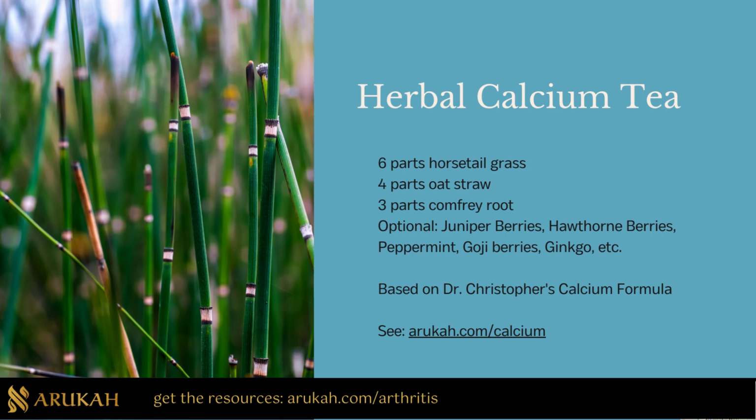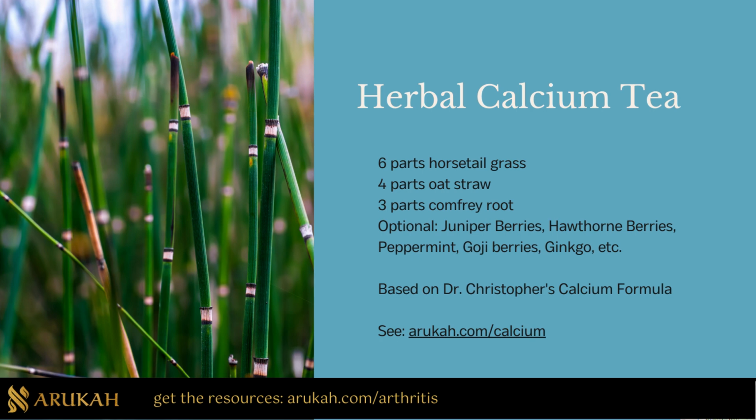He was a renowned herbalist who developed a formula called herbal calcium tea, which is believed to have helped many with arthritis. So the formula contains 6 parts horsetail grass, 4 parts oat straw, and 3 parts comfrey root. I will include in the notes and slides a link to where you can buy it. I also have a video that walks through exactly how I buy the herbal calcium tea formula, so I think I'll link to that instead. It gives a much fuller explanation. You can follow the same steps from that video for the other formula as well.